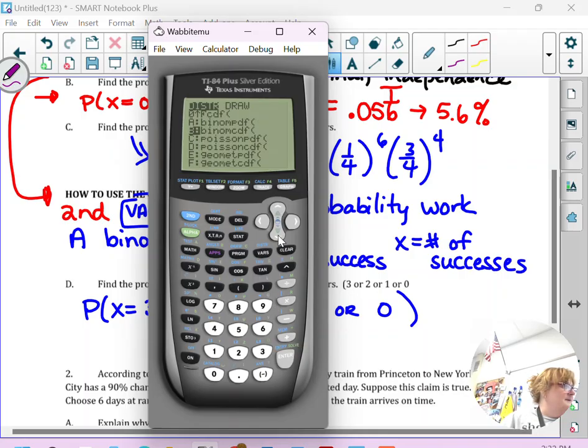You can also go from the bottom when you go into the distribution menu. If you use second VARS for distribution, you can arrow up and it'll take you down to the bottom. The last one is letter F. That's a little bit of a shorter way to get to letter A. So there's the binomial PDF.